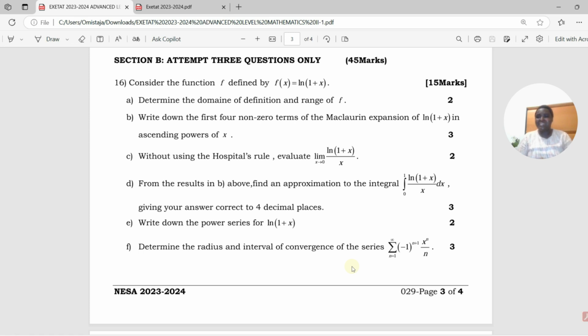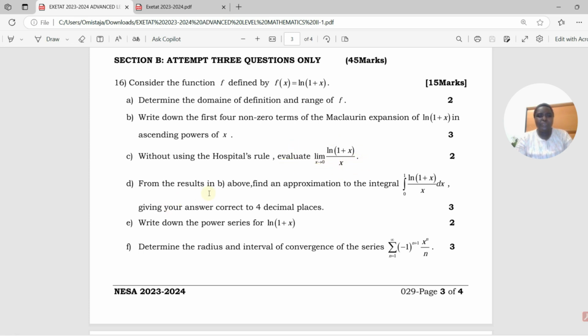Without delaying, let's start. The question says, consider the function f defined by f of x equal to ln of 1 plus x. A. Determine the domain of definition and the range of f. B. Write down the first four non-zero terms of the MacLaurin expansion of ln of 1 plus x in ascending powers of x. And C, without using the hospital rules, evaluate this limit.